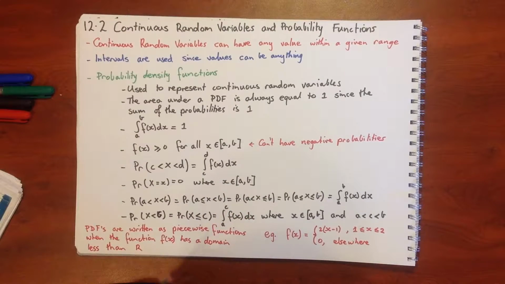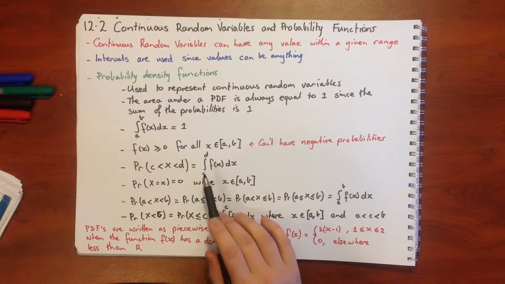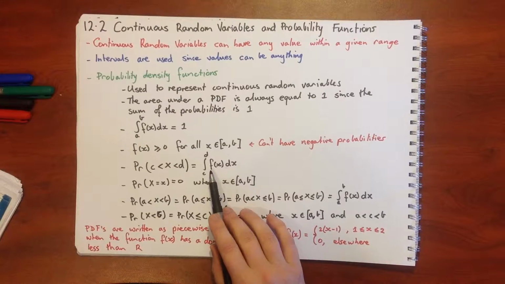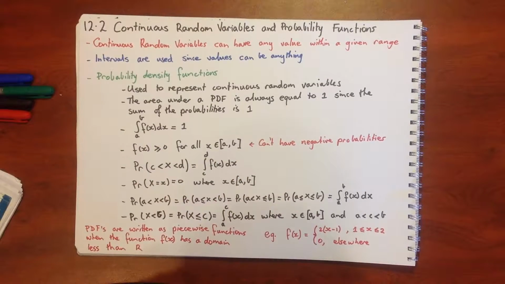The probability that c is less than x is less than d, well, we just integrate from c to d f of x dx, where c to d would be somewhere in between a and b. The probability that x equals 0, where x is an element of a to b.